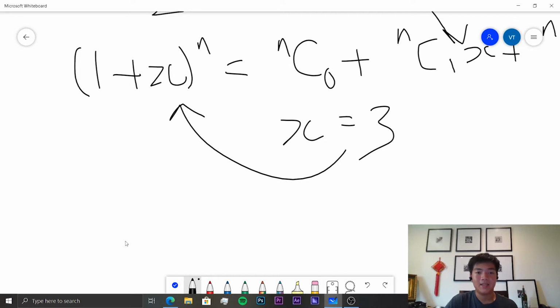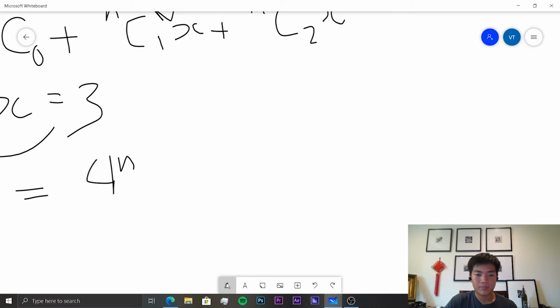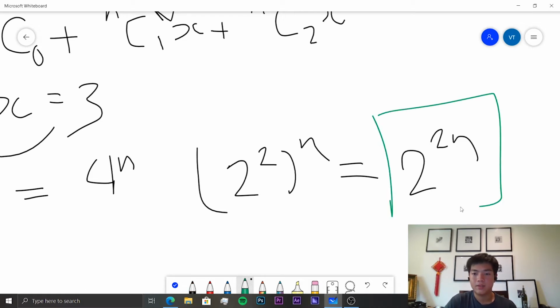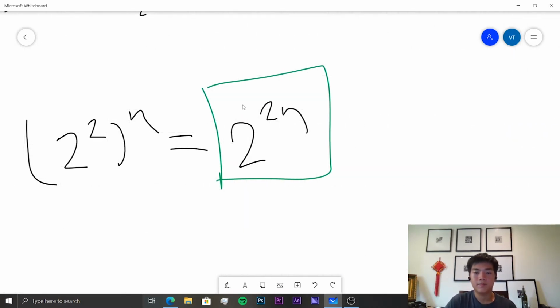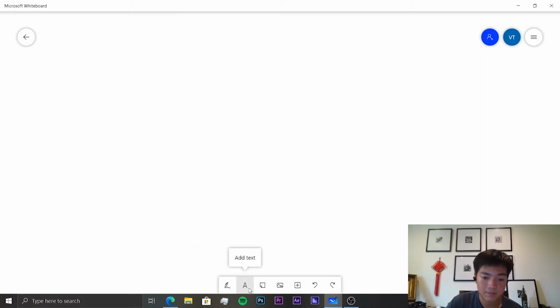So we get that (1 plus 3) to the n, this entire sequence, is equal to (1 plus 3) to the n, which is equal to 4 to the n. But if we do some rearranging, that's equal to 2 squared to the n, which is equal to 2 to the 2n. So we've successfully proved it. Pretty cool. Okay, let's move on to the next one.